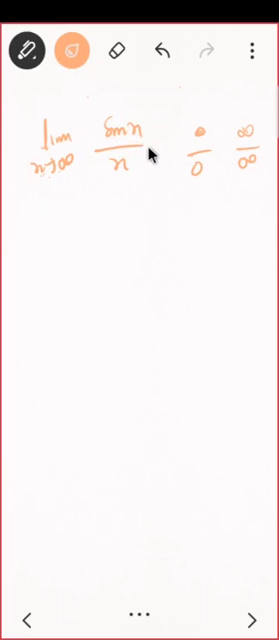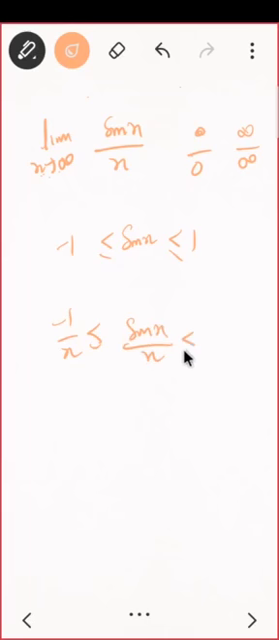What else can I do? I can use whatever you said. Sin x is lying between -1 and 1. What else? You have to just divide by x, -1 by x. Do you see the sandwich? Where does this guy go to? If you take limit x tends to infinity, this will go to 0, this will go to 0, and this will also go to 0. Agreed? Yes?